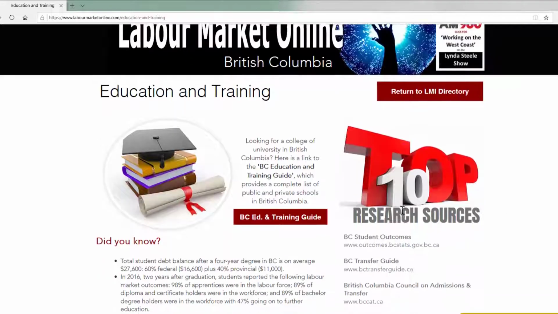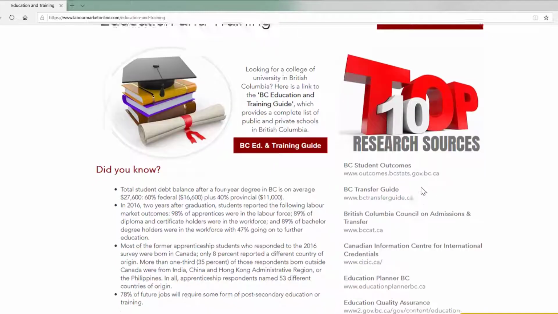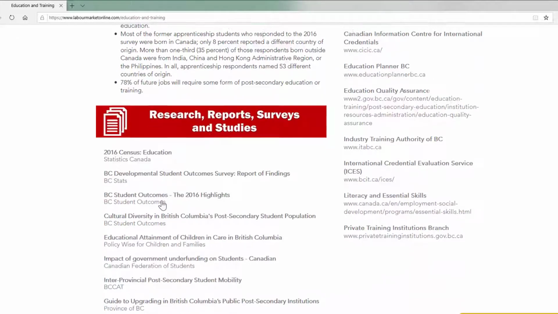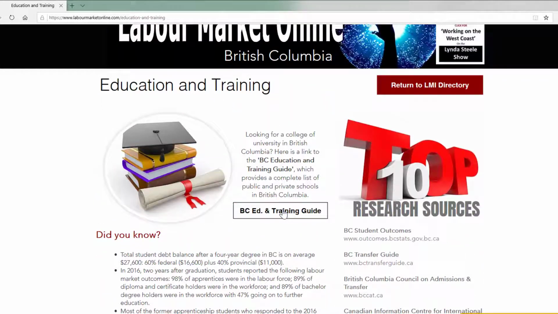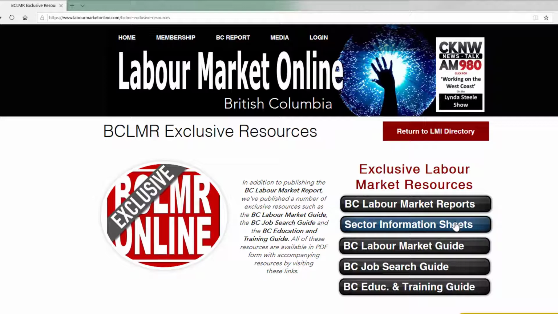What's interesting about the BC Education and Training Guide is it's linked here in the Education and Training section. Of course, we have the top 10 research websites, and all the research and reports that are related to the education sector. But what's interesting about the Education and Training Guide is it brings together both public and private schools, which is a goal and objective that no one has ever really tackled in employment services before. And so we think that's a really valuable component to this. So those are the BC LMR exclusive resources.